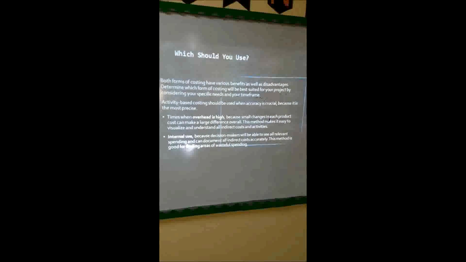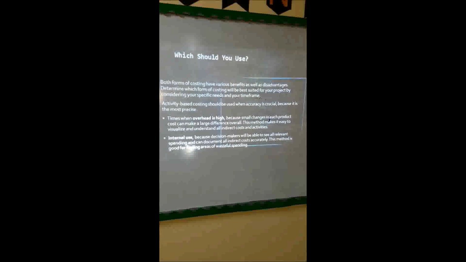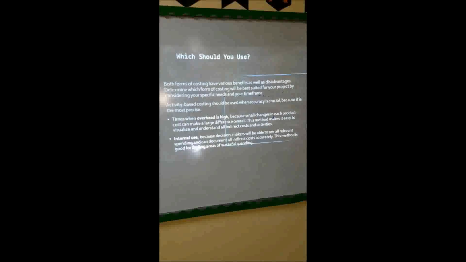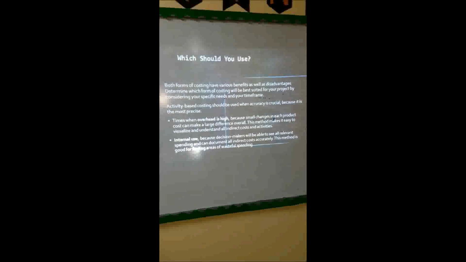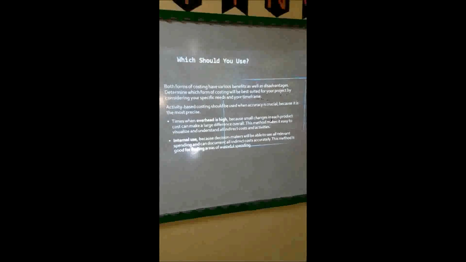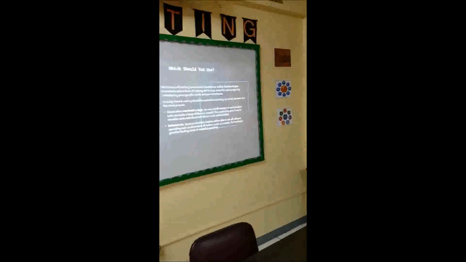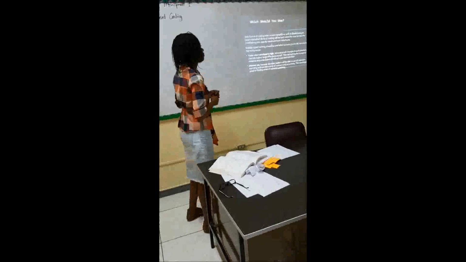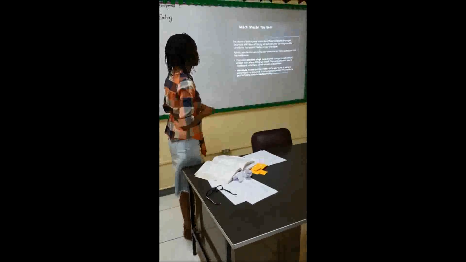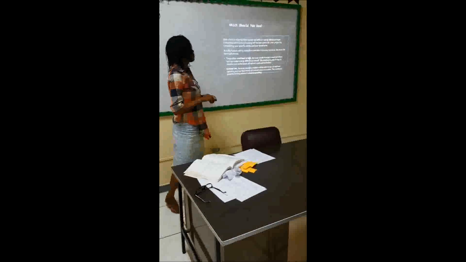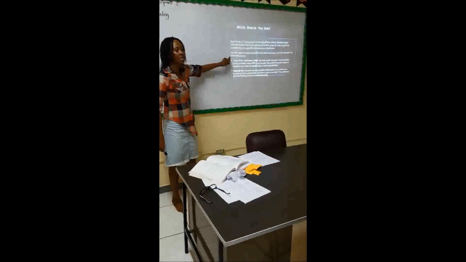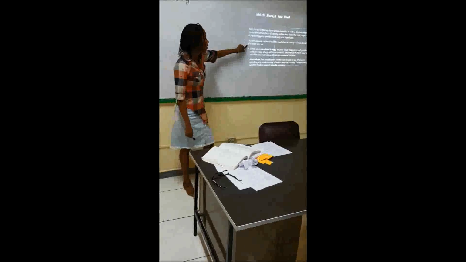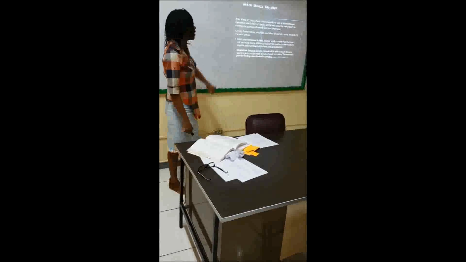It says that both forms of costing have various benefits as well as disadvantages. Determine which of the following costing methods will be best suited for your project by considering specific needs and your time frame. Activity-based costing should be used when accuracy is crucial because it is the most precise. You agree with this? Yes, more accurate, less human error. Okay, very good.